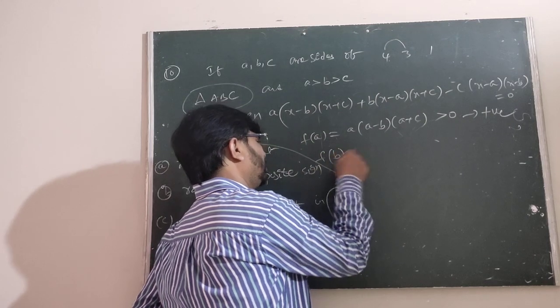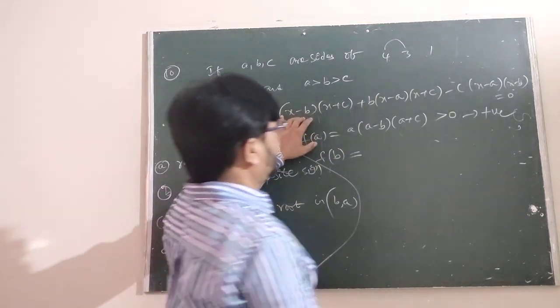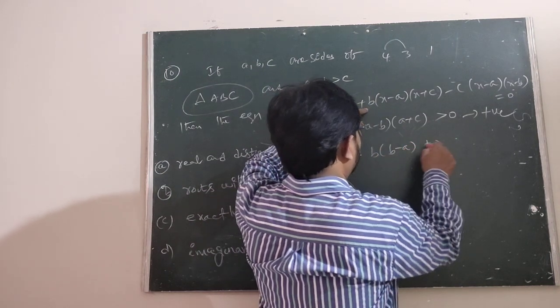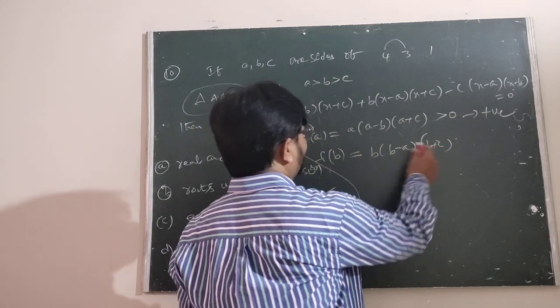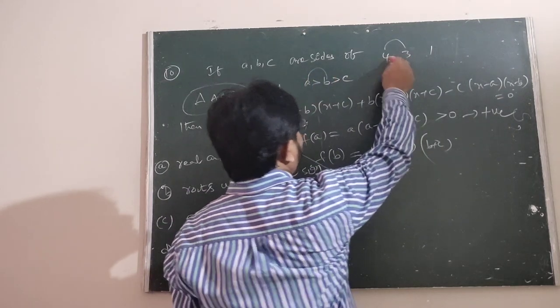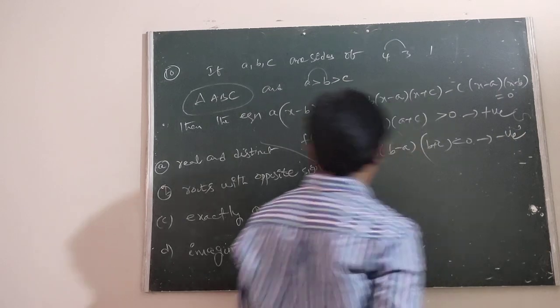Now write f of b. f of b is b into (b minus a)(b plus c). Here b is positive and b plus c is positive, but b minus a, that is 3 minus 4, is negative, less than 0. That is a negative integer.